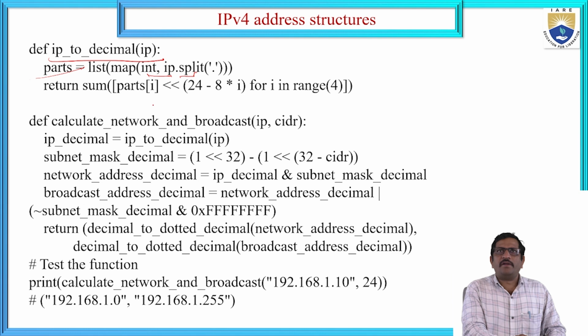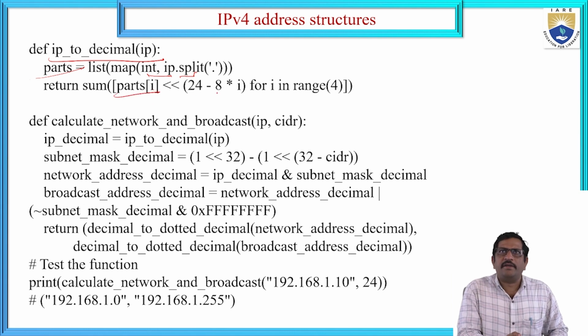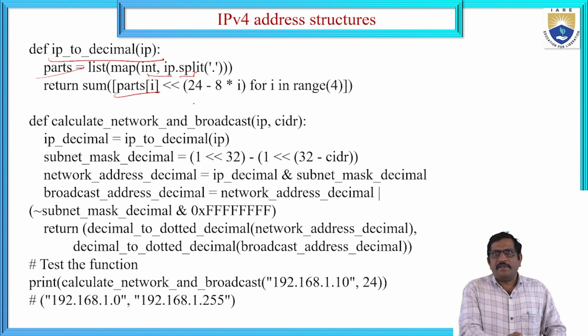And if this is the port I, whatever is assigned to port I, the left shift operation can be performed with 24 minus 8 to the power of I. Suppose I is equal to 1, 24 minus 8 to the power of 1. And suppose I is equal to 2, 24 minus 8 to the power of 2. For I in range of 4.